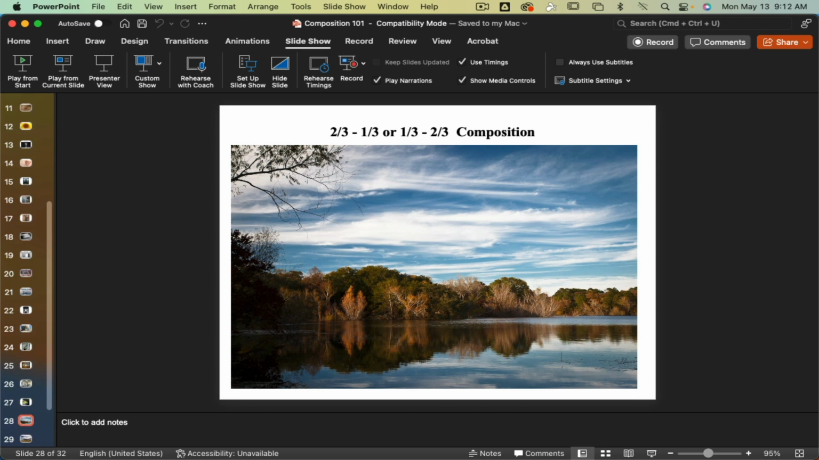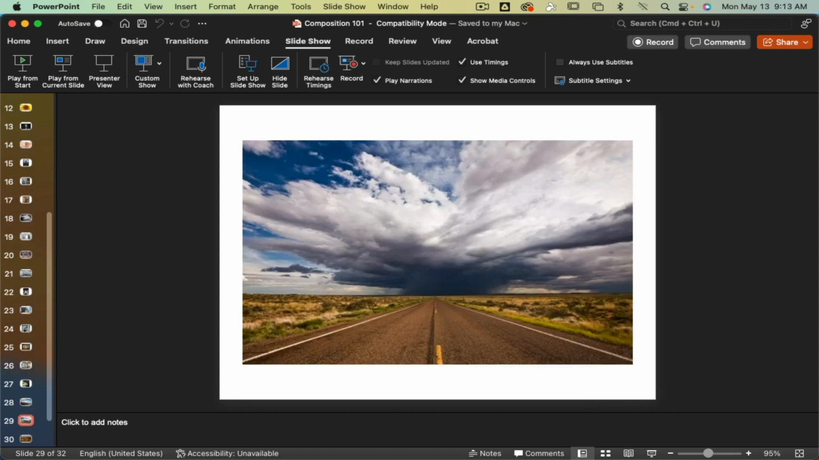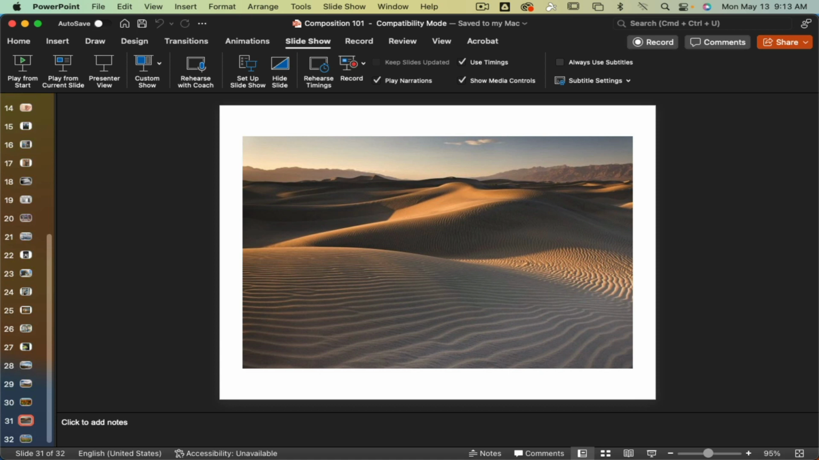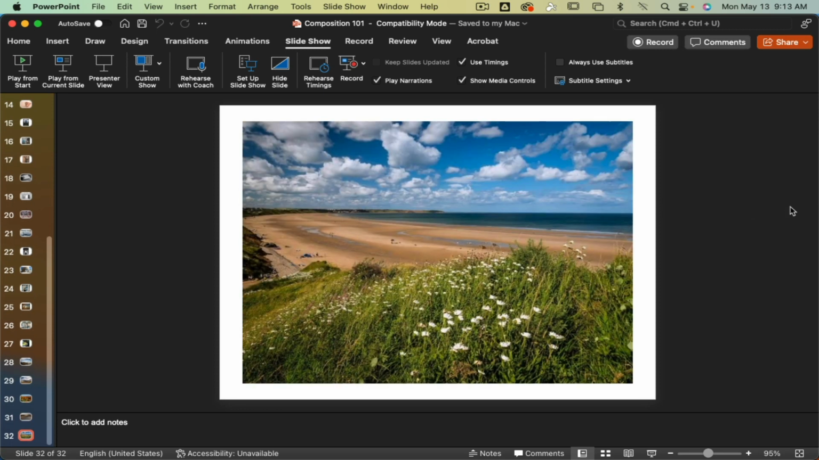Okay, 2/3, 1/3, or 1/3, 2/3. That's when a majority of your photo, 2/3 of it, is filled with one thing, and then a third of it is filled with another. Much of this is just where you place the horizon line. That can help you a lot. But in order to do this one, you definitely need to make sure that you have some sort of a defining line separating it. Any questions about those ones?